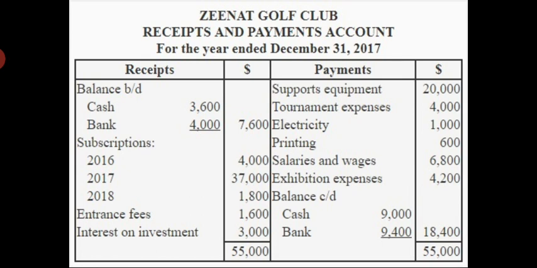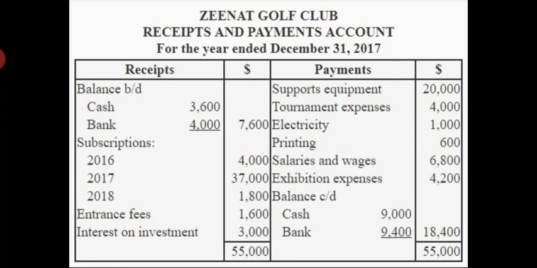Then it has subscription for 16, 17, 18. Total receipt, okay, so it's given 4,000, 37,000 and 1,800. Entrance fees received is 1,600. Interest on investment is 3,000. So these are the various receipts for the club.